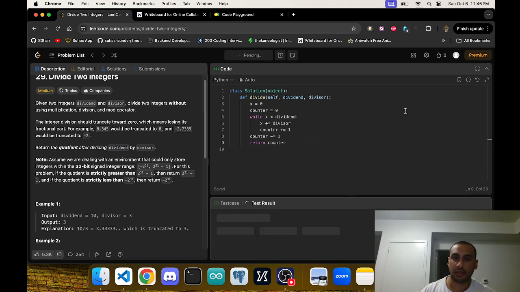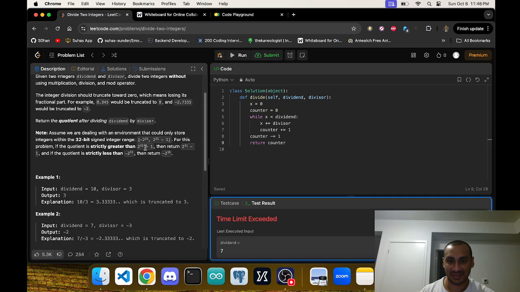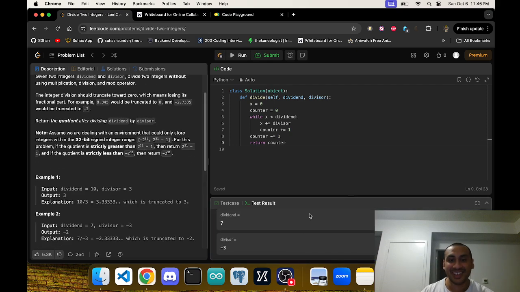This should work. I'd be so surprised if it does. Should at least finish the first test case. Come on. Wow. How? How is divisor -3, bro? How is this?